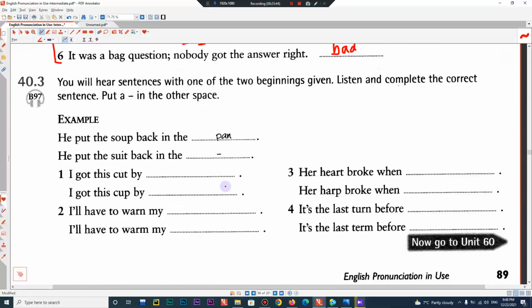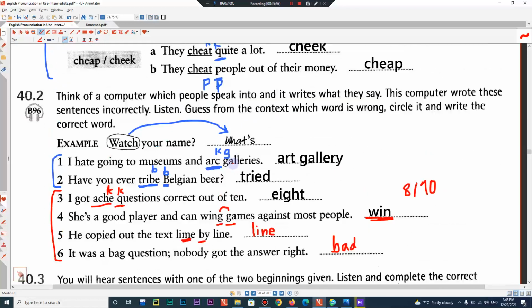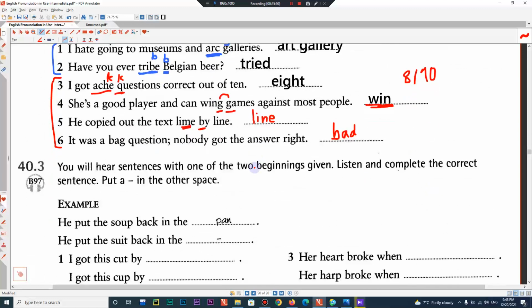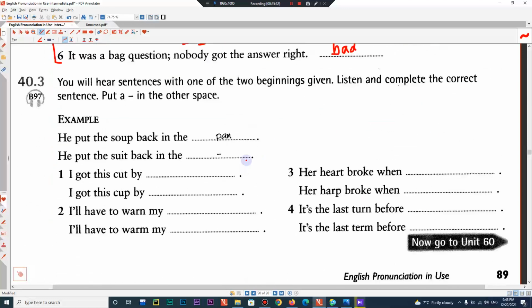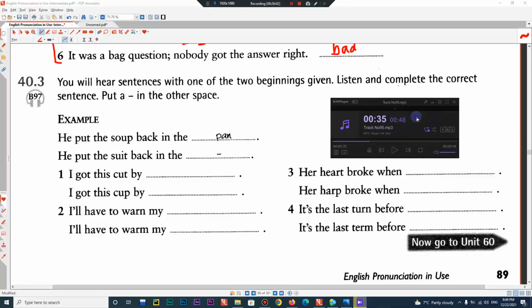So let's move on. That was exercise number 2, the second exercise. Now we're going to move on to the last exercise here. Here we're going to have to listen to this audio and fill in the blank. Let's listen to the example first.